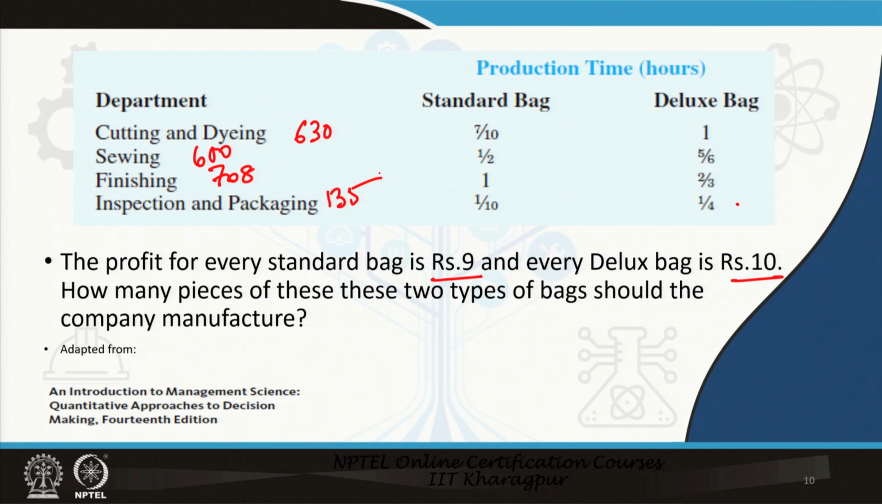Now, this cutting and dyeing, this is the time taken for one bag, but for this cutting and dyeing process the total hours available is 630. Total hours available for sieving is 600, finishing is 708, inspection and packaging is 135, right. Okay. So, what should be the model?